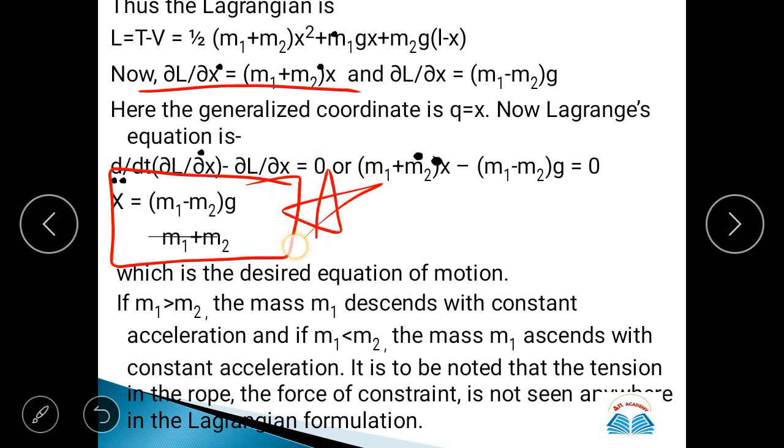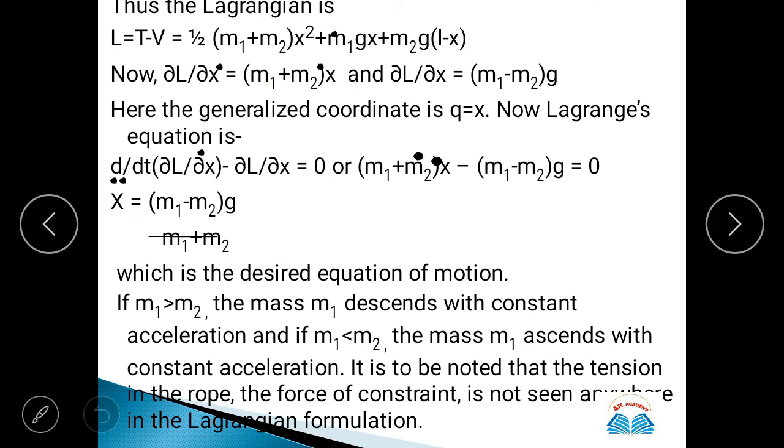So this is a very important result. Now there is an important note: if m1 is greater than m2, the mass m1 descends with constant acceleration. If m1 is greater, m1 will descend with constant acceleration. And if m1 is less than m2, the mass m1 ascends with constant acceleration. So this is a very important result. We can physically interpret this too.